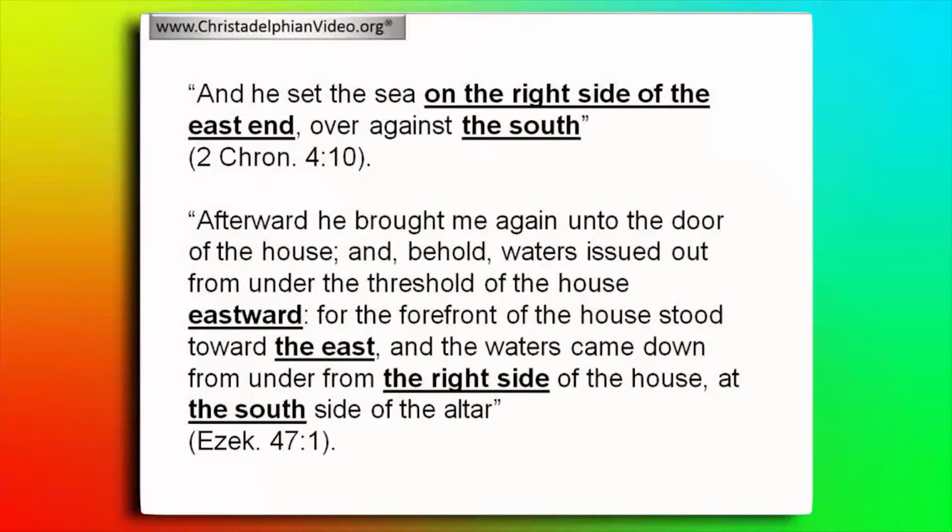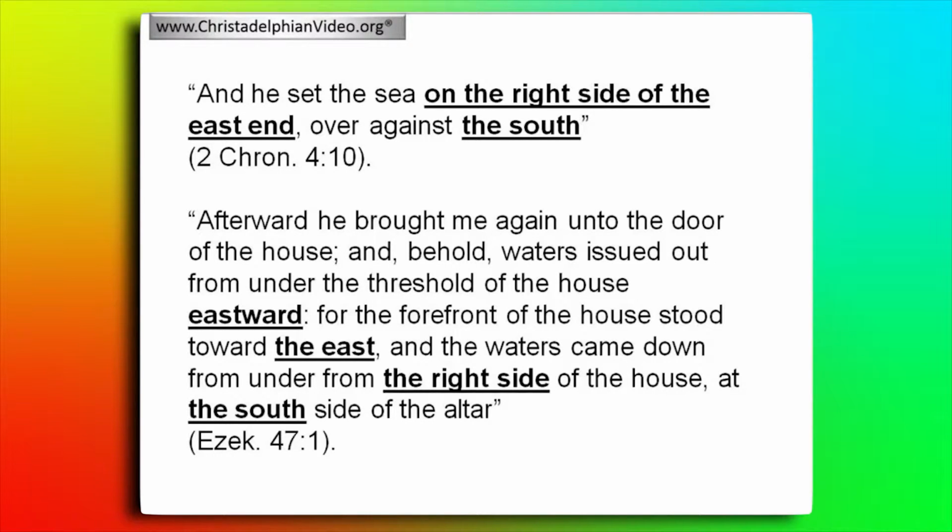There is a strong scriptural connection which directs us to compare the molten sea with the temple of Ezekiel. In 2 Chronicles 4 verse 10 it is written, "And he set the sea on the right side of the east end over against the south." And in Ezekiel 47 verse 1 we also read of the east, right and south in relation to the temple.